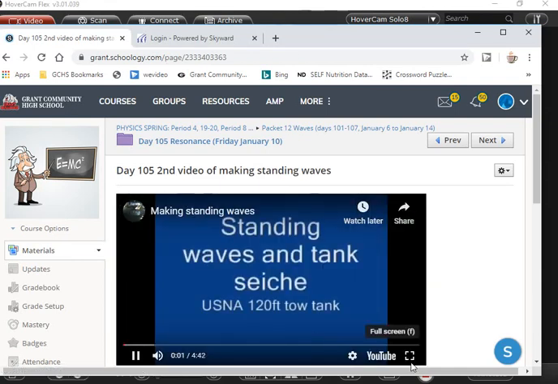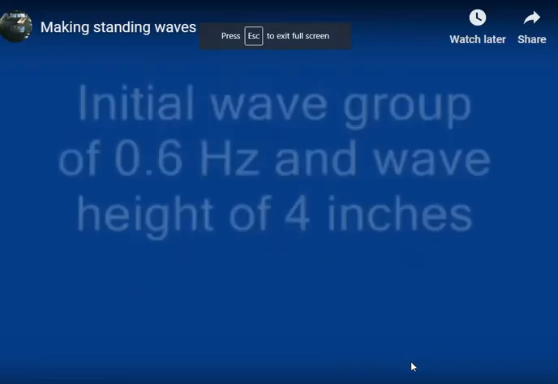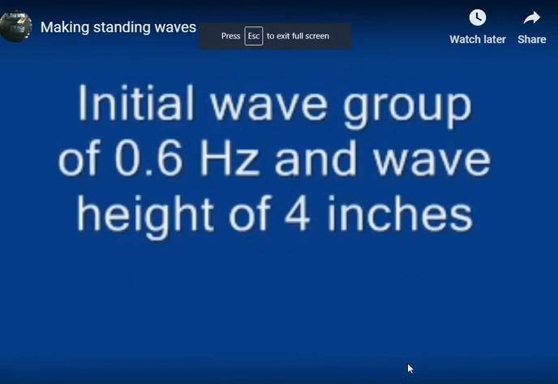These waves do not appear to be going from one end of the tank to the other. They appear to just be going up and down in one spot.